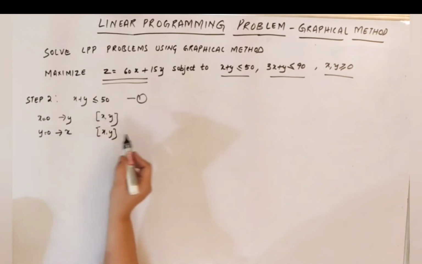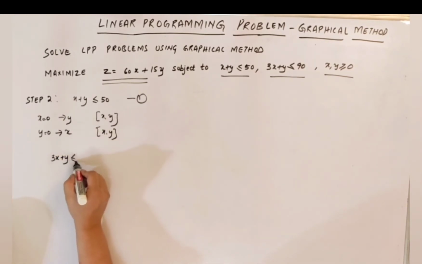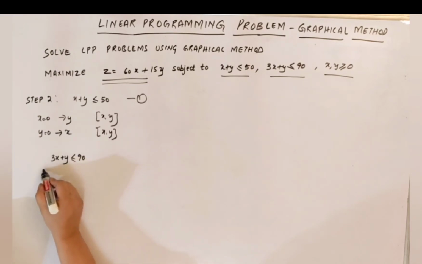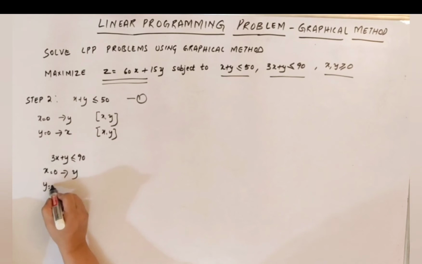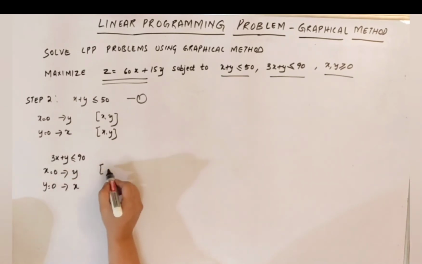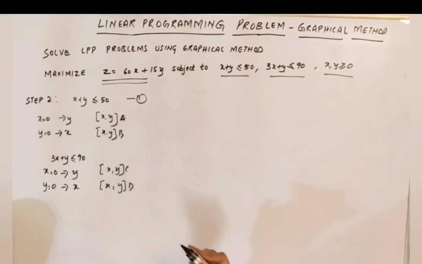Now similarly we'll take the second constraint. The second constraint here is 3x plus y less than or equal to 90. So again we will substitute x is equal to 0 and you will get y. Then you will substitute y is equal to 0 and you will get x. So you'll get 2 points here again. So let's call these point A, point B, point C and point D. So we have 4 points, right?